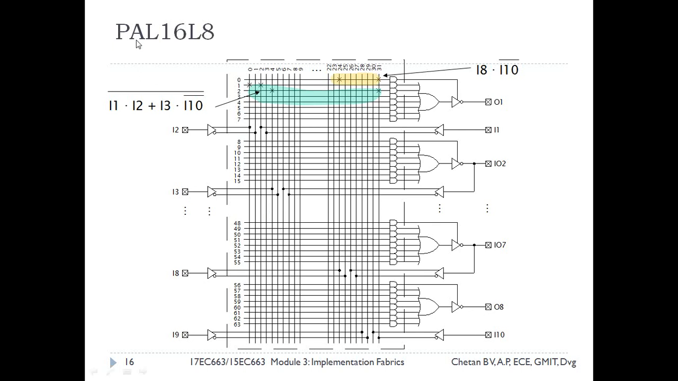At the input pins you can observe we have a buffer. This buffer will give not only the literal, also the complement of the literal. For example, this buffer gives I2 as well as I2 bar. Similarly, this gives I3 and I3 bar and so on.